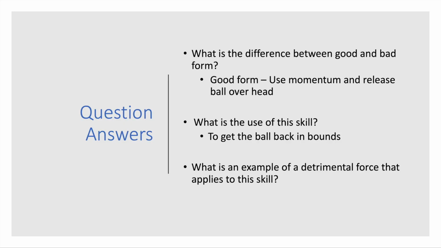Good form, you use the momentum generated from your triceps here to release the ball over your head. The use of the skill is to get the ball back in bounds. And I don't know why the answer didn't come up here, but an example of a detrimental force that applies to the skill: wind resistance, or air resistance, wind, and stuff like that. So there's that.